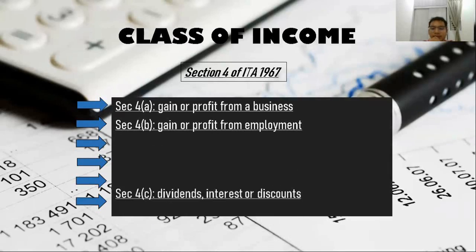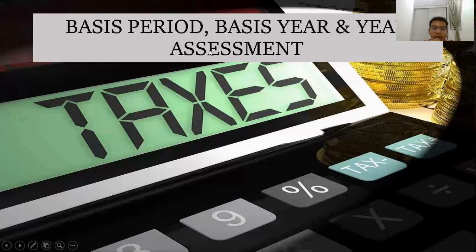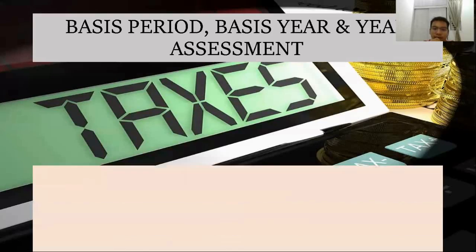For the next slide, which is the class of income, as we can see, there are 6 types of class of income under section 4 of ITA 1967. Section 4A is about gain or profit from a business. Section 4B is gain or profit from employment. Section 4C is about dividends, interest or discounts. Section 4D is about rents, royalties or premiums. Section 4E is about pensions, annuities or other periodical payments. And the last one, section 4F, is about gains or profits. Now we go to the next slide, which is presented by Haliim.